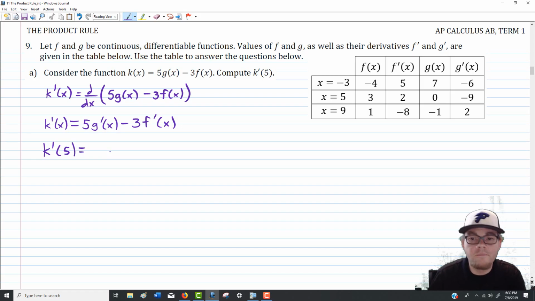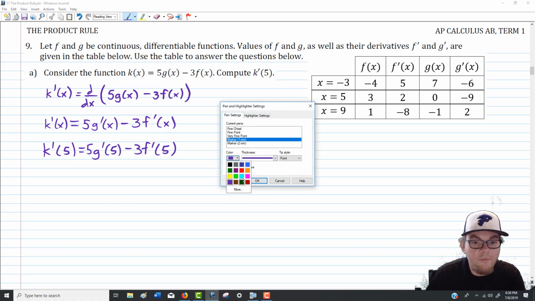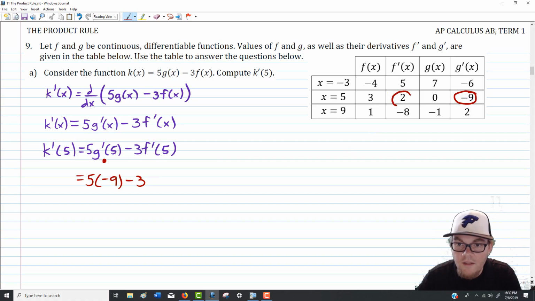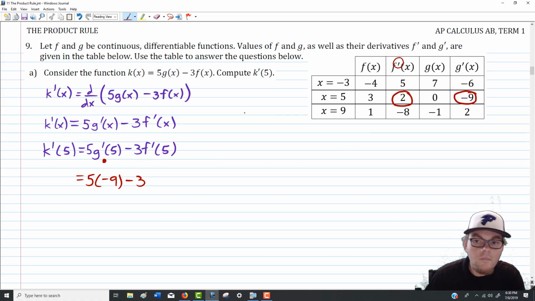but of course we didn't want k prime. We wanted k prime of 5. So looking up at our pieces, we need to calculate 5g prime of 5 minus 3f prime of 5. Those values for g prime and f prime of 5 should be in the table. For instance, g prime of 5 is going to be right here. So k prime of 5 is going to be 5 times negative 9. And then we'll do minus 3 times f prime of 5. And again, reading the table carefully, there's the f prime. F prime of 5 is 2. So combining this information together, we'll get negative 45 minus 6, which is negative 51. So k prime of 5 is negative 51.